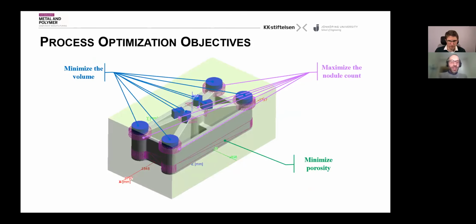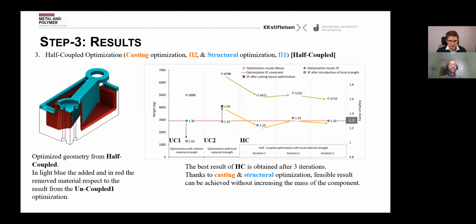Here there is a summary of the request. So minimize the porosity on this purple area, maximize the nodule count on the purple area on the top, minimize the volume of the chillers, and of course minimize also the weight of the casting. And here are the results, and they are quite interesting.